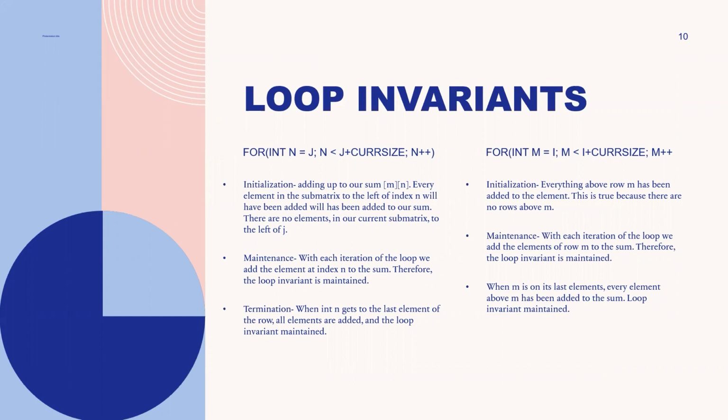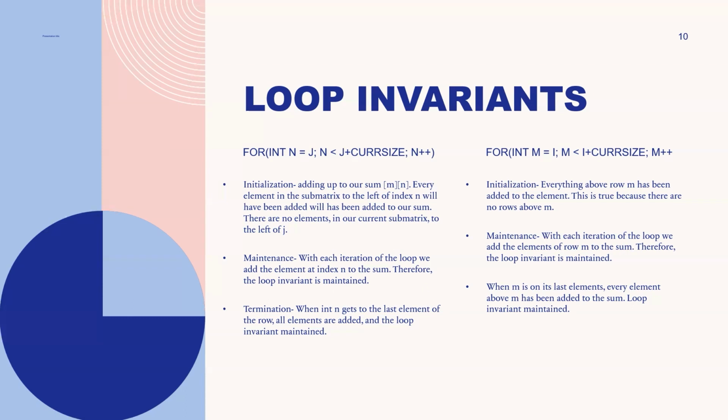Every element in the submatrix to the left of the index will be added, and there are no elements in our current submatrix to the left of J for initialization. Then maintenance. Each iteration of the loop, we add the element at index n to the sum. Therefore, the loop invariant is maintained. And termination, when n gets to the last element, all of them are added up. Therefore, our invariant is maintained.